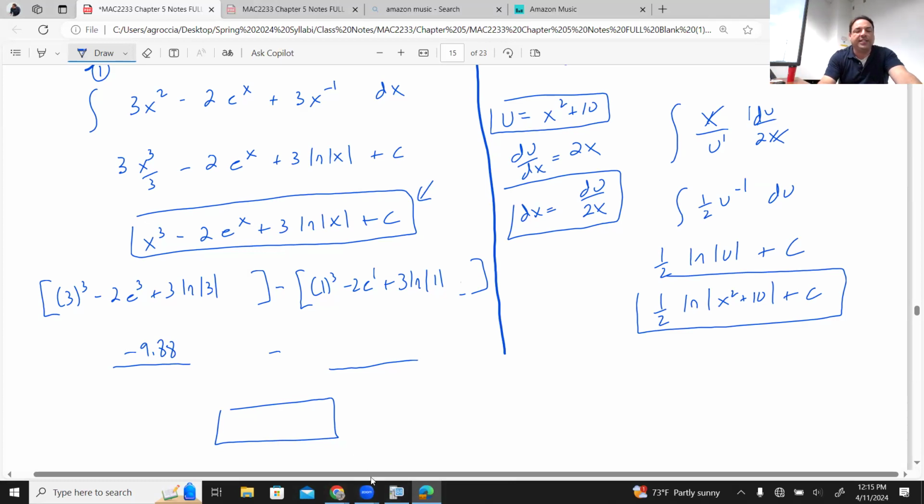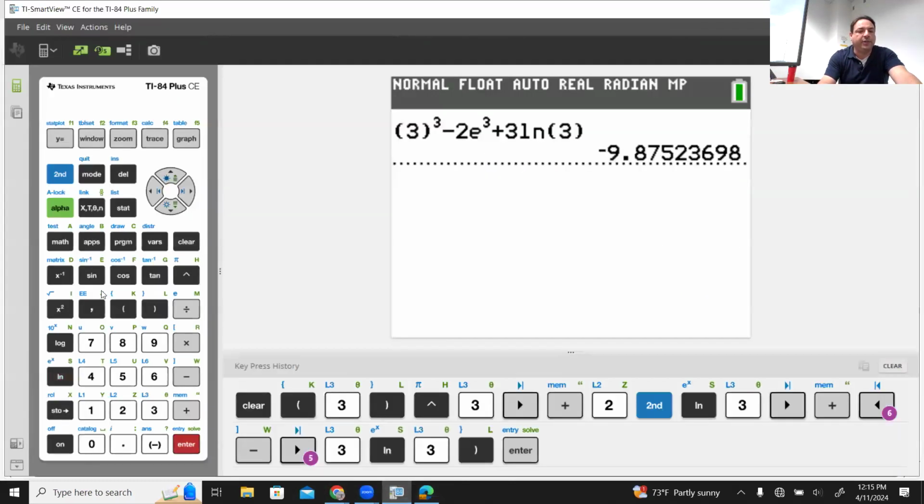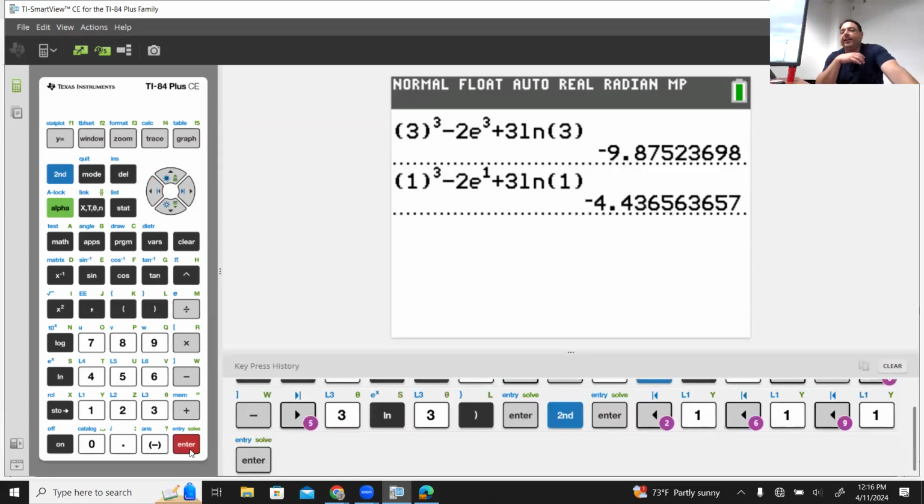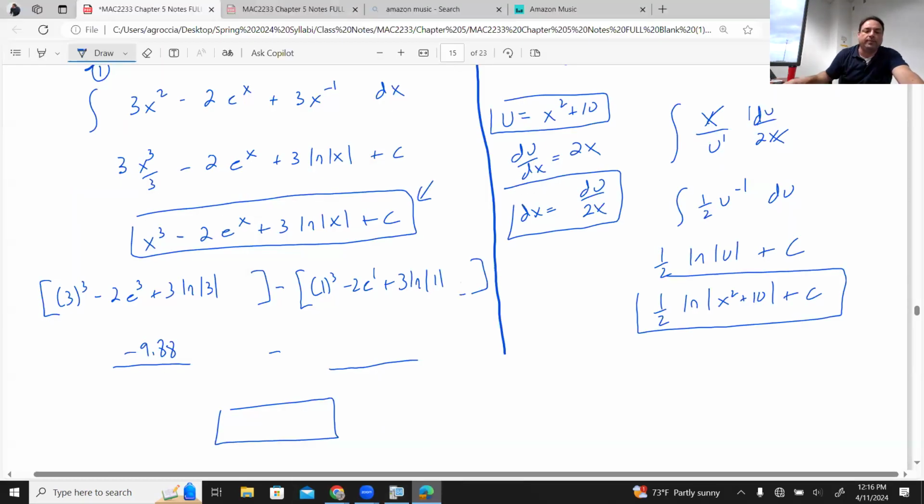And let's type in the other side. Now I'm going to be a little lazy. Watch what I'm going to do. I'm going to hit second enter. Give it back to me. And everywhere I plugged in that 3, I'm going to plug in a 1. I'm going to be a little lazy. And that was second enter, second enter, second enter. And when you do that, you get negative 4.44.